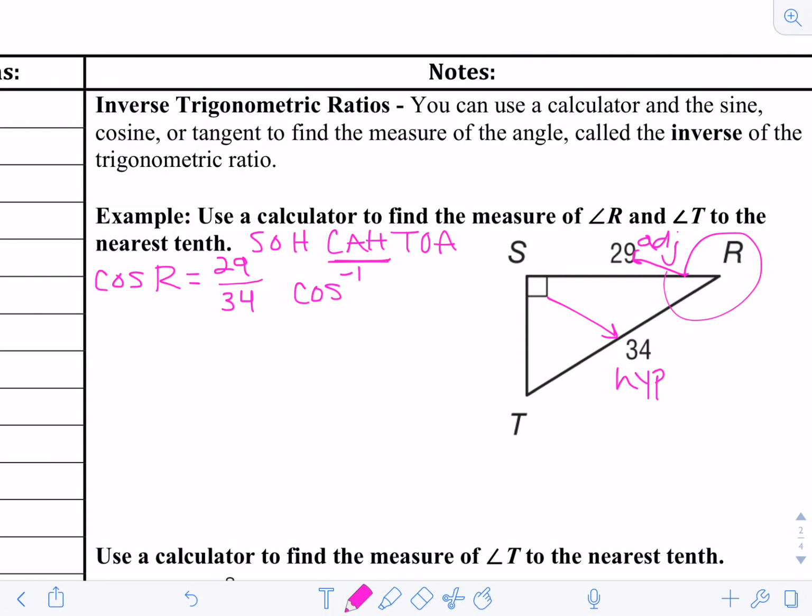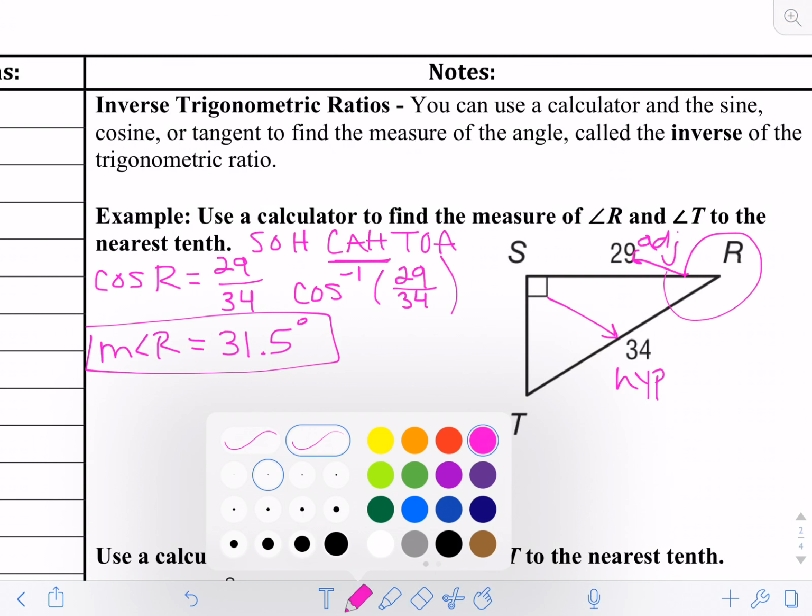After that, exit out of that and then hit second cosine. Type in 29 over 34. Make sure you have it in parentheses. When you hit enter, you'll get that the measure of angle R is equal to, rounding to the nearest tenth, 31.5 degrees.